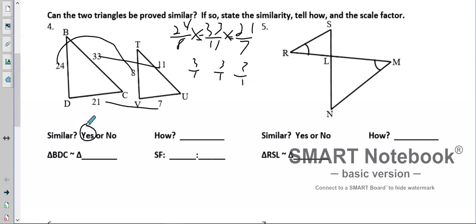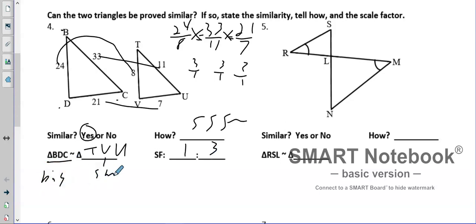Yes. And if we follow this, BDC, it's going to be TVU. And remember, you've got to go in the same order. And why? Side similarity. And the scale factor is 1 to 3. Now, why is it 1 to 3, not 3 to 1? Because we're saying we're going from the big one to the small one. Okay? So remember, this is very important. Think about which way you're going. If you're going from the big to the small, then the scale factor is 1 to 3.